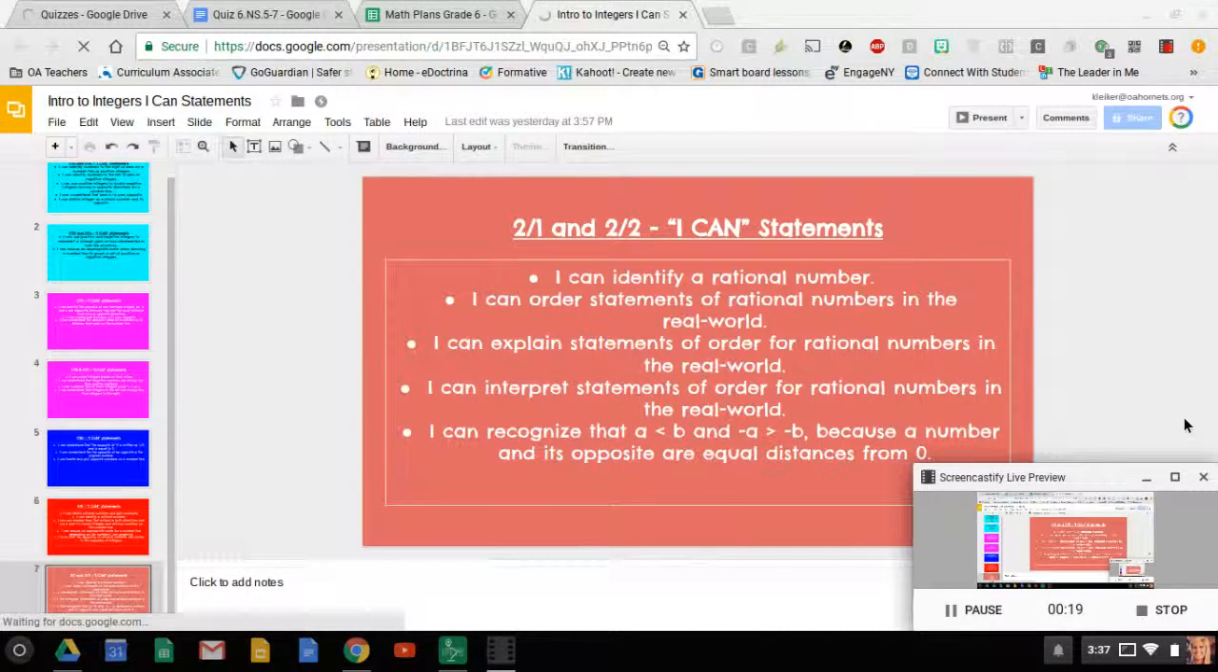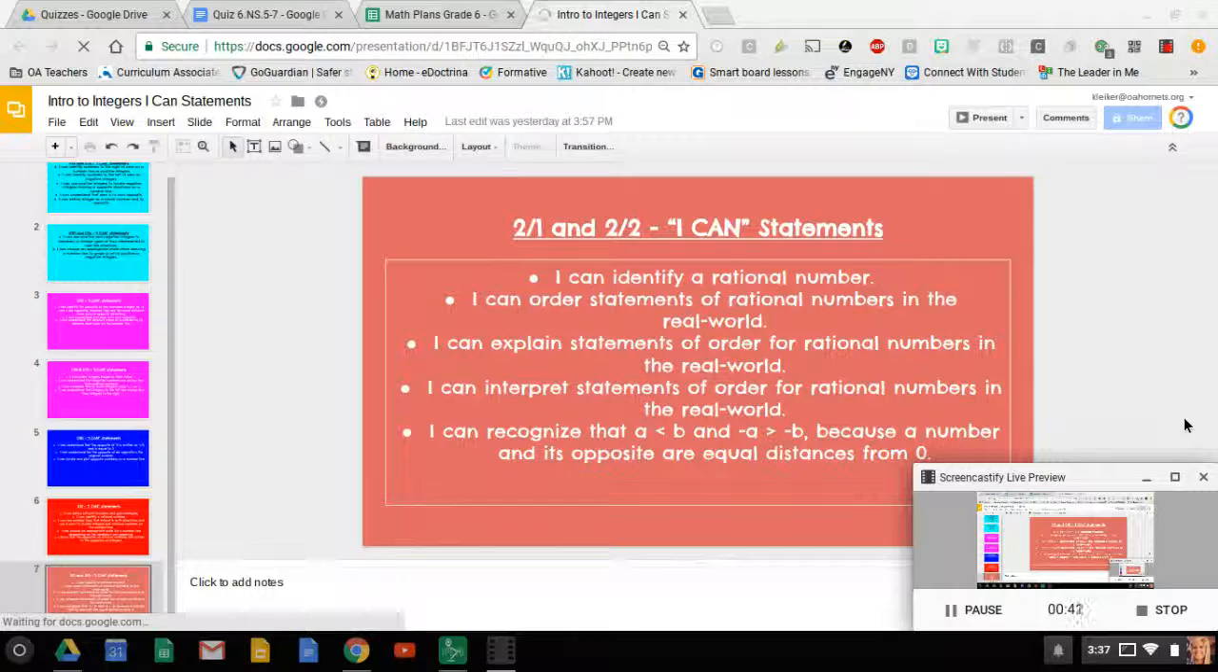So by the end of class today, you should have a better understanding of how to identify a rational number. You should be able to order statements of rational numbers in the real world. You should be able to explain statements of order for rational numbers in the real world and interpret statements of order for rational numbers in the real world.